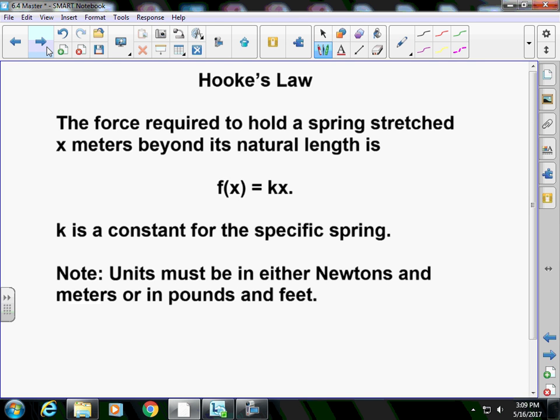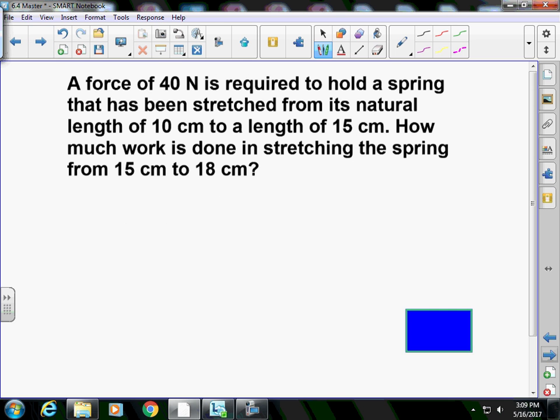So f of x equals k times x, where k is a constant for the specific spring. Note, units must be in either newtons and meters or in pounds and feet. So here is an example. It says a force of 40 newtons is required to hold a spring that has been stretched from its natural length of 10 centimeters to a length of 15 centimeters. How much work is done in stretching the spring from 15 centimeters to 18 centimeters?